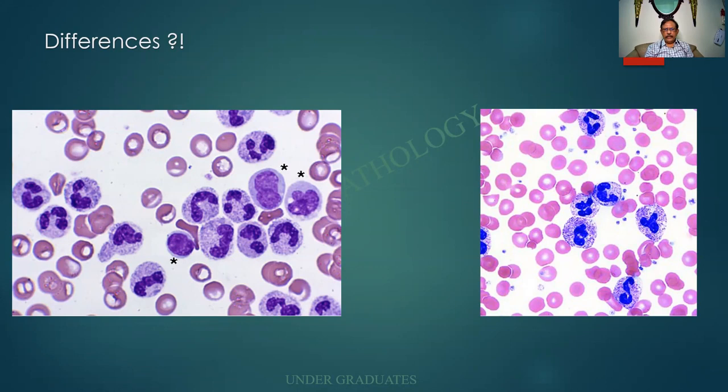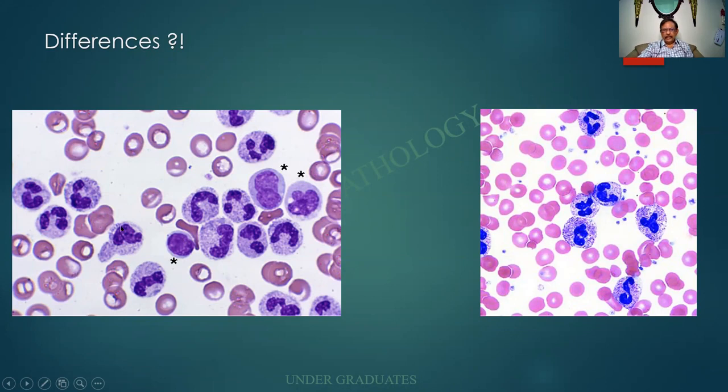What are the differences between the two pictures on the left and the right? Half a minute time. On the right side, I find that there are mature neutrophils. There is an increase in the number of the neutrophils. The granules are little more prominent. We call them toxic granules. This can happen in any kind of an infection. So there is an increase.